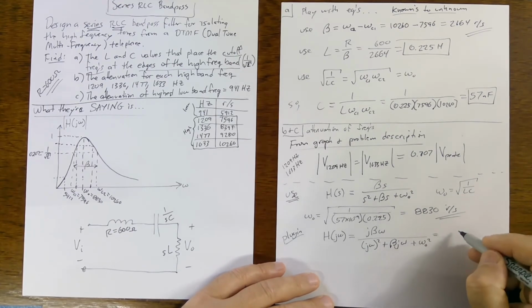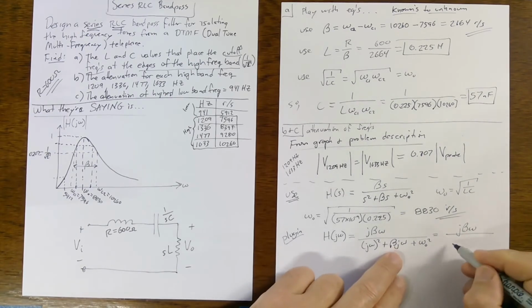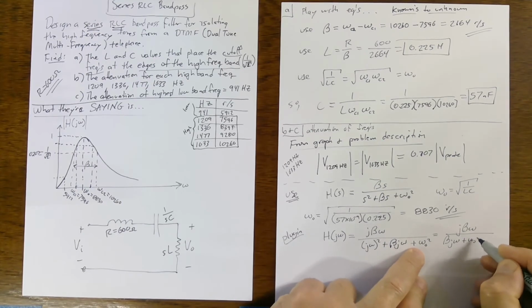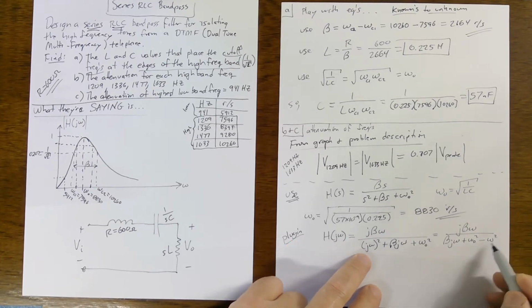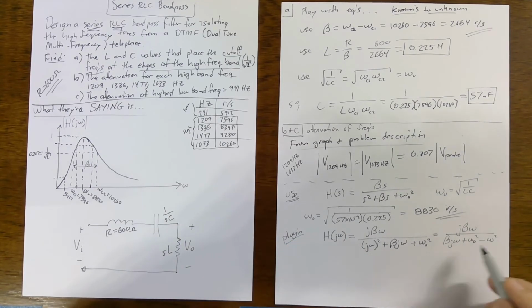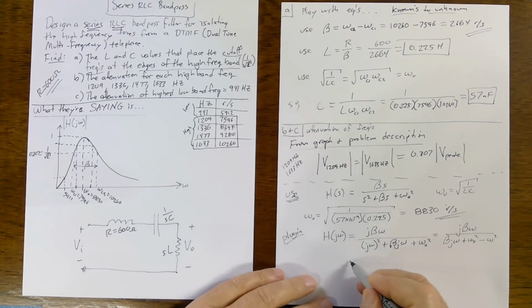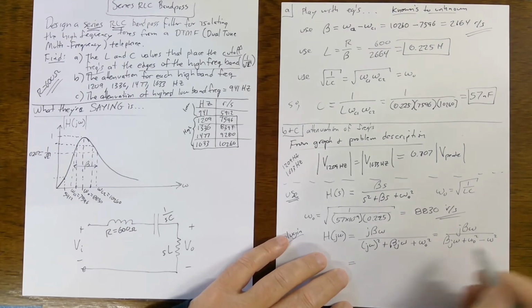And then this guy here, the j becomes a minus 1 when you square it. So you get j beta omega, and the middle term is beta j omega, and then this term plus omega 0 squared. And this guy becomes a minus omega squared. So omega 0 is a constant and omega is a variable. And then plugging in these numbers, we know beta and we know omega 0, those are constants. We'll get a function of a variable omega.